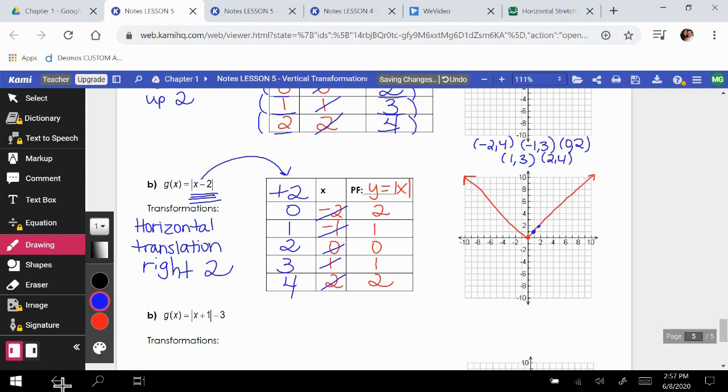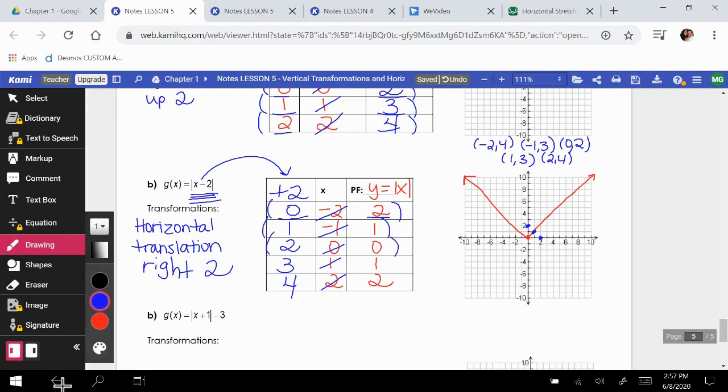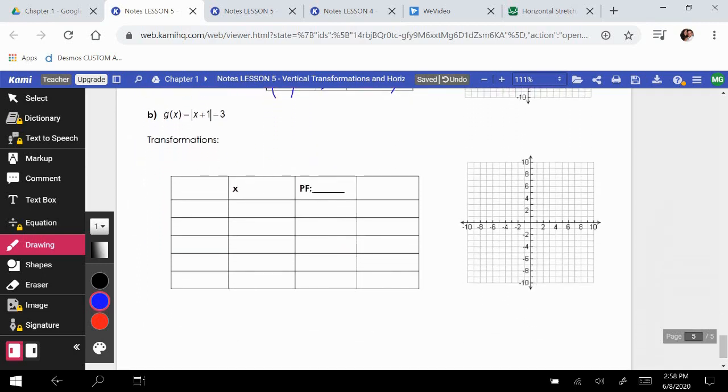Okay, so I should have the point 0, 2. I should have the point 1, 1. I should have the point 2, 0. I should have the point 3, 1. And I should have the point 4, 2. Okay, doesn't it look like I just picked up that red graph and shifted it to the right 2 units, and then I got the blue graph? That's what we want.